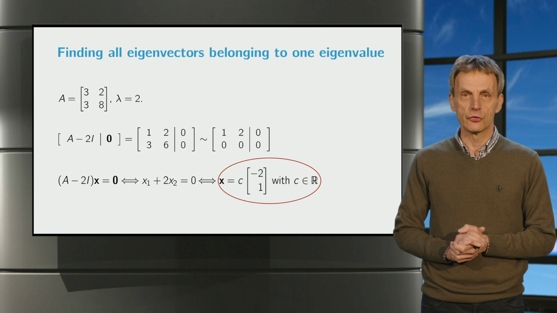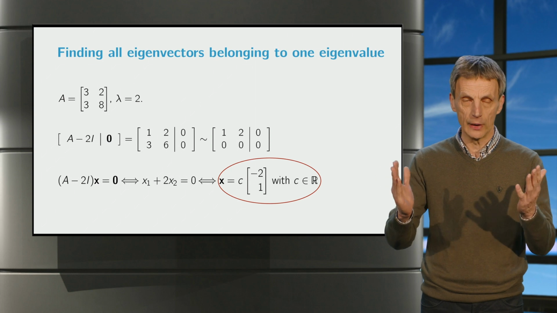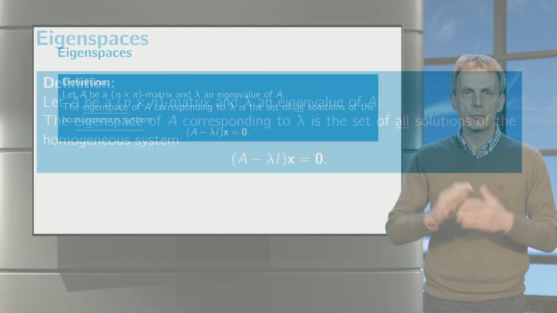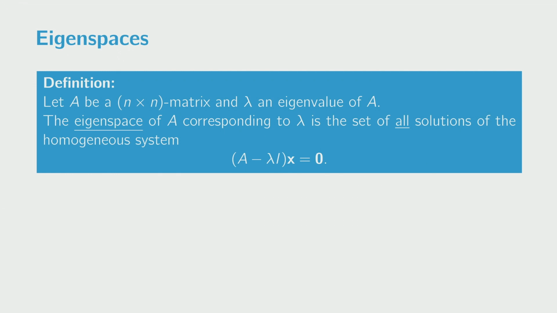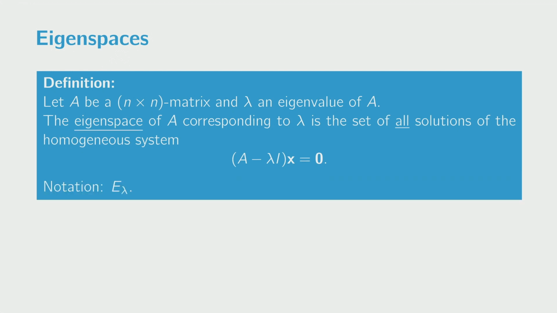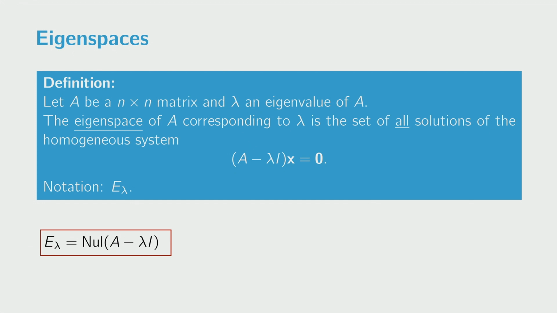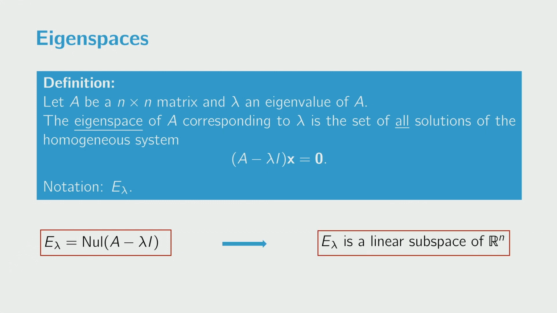This is an example of a so-called eigenspace of a matrix, which in general is defined in the following way. The eigenspace of an n by n matrix A corresponding to an eigenvalue lambda is the set of all solutions of the homogeneous system (A minus lambda times I) times x is equal to the zero vector. This solution set is often denoted by E lambda. You probably have already noticed that this set is actually equal to the null space of the matrix A minus lambda times I, which implies that it is a linear subspace of Rn.